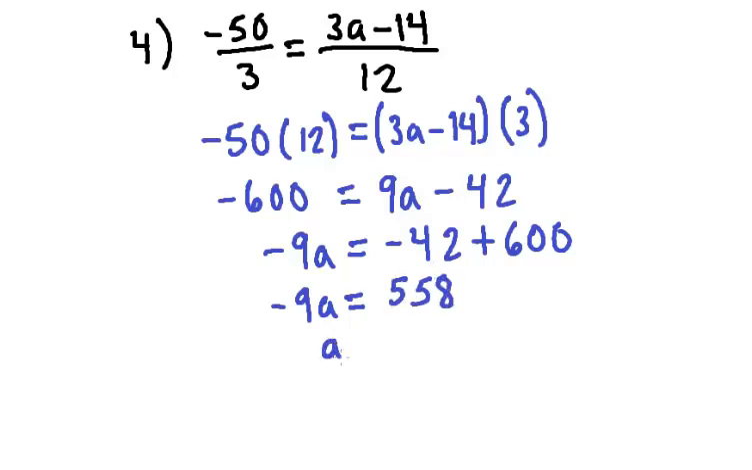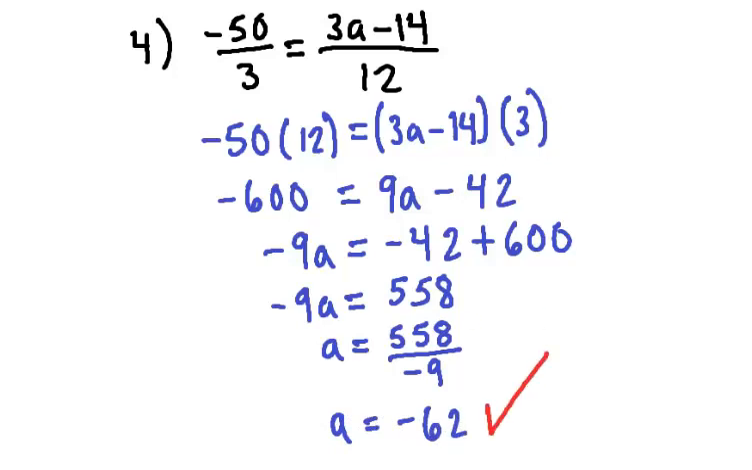So what I do is I pass the minus 9 to divide. It will give me 558 divided by minus 9. If I divide that, the answer will be negative 62. That will be the solution for the exercise: a equals minus 62.